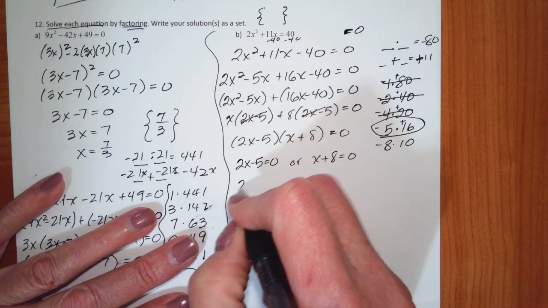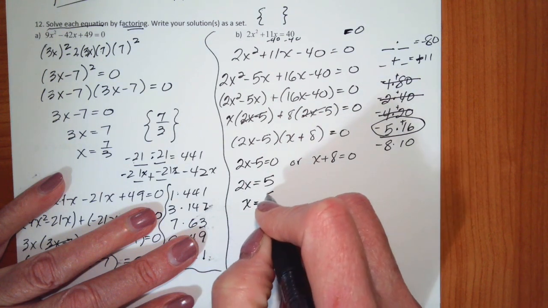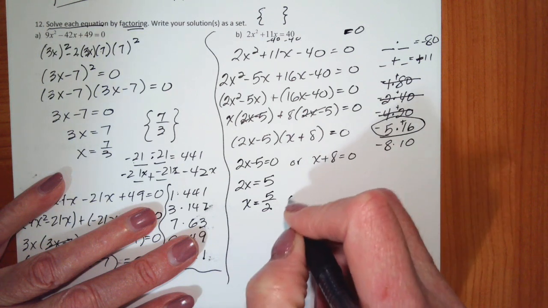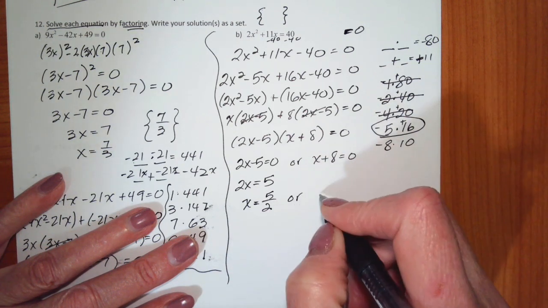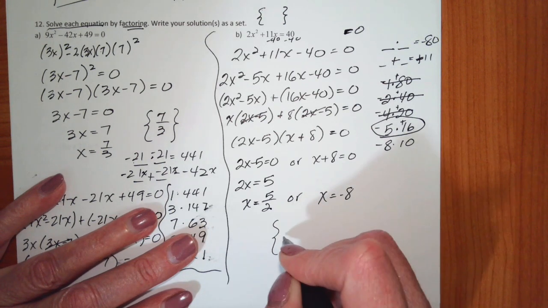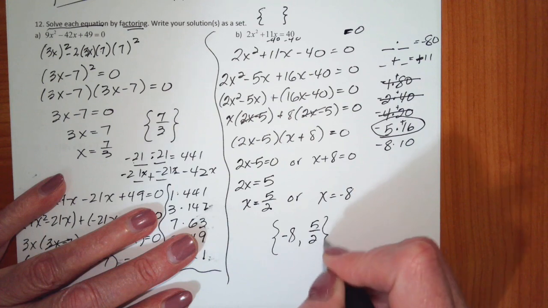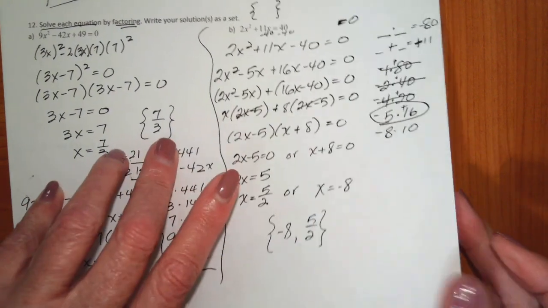So here I'm going to add 5 to both sides. 2x equals 5. Divide by 2, and x is 5 halves. Subtract 8 from both sides, so x is negative 8. And writing it as a set, that's negative 8 and 5 halves.